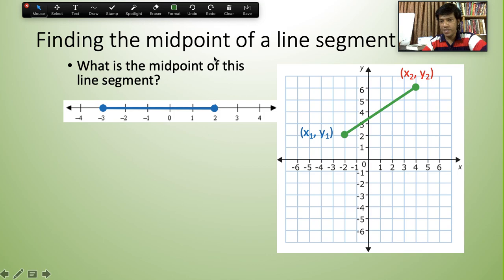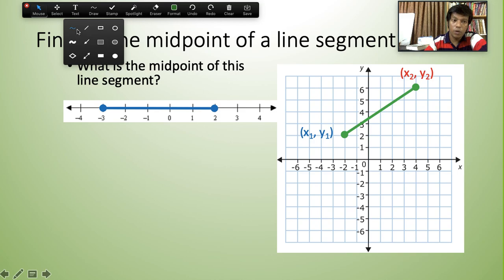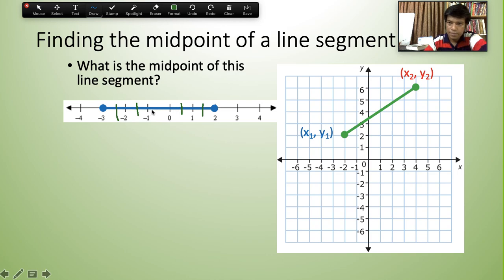Now let's discuss the midpoint. What is the midpoint of this line segment? When we have this kind of easy problem, we can just think: this is 1, this is 1, this is 1, this is 1, and the midpoint is somewhere in between this and this.